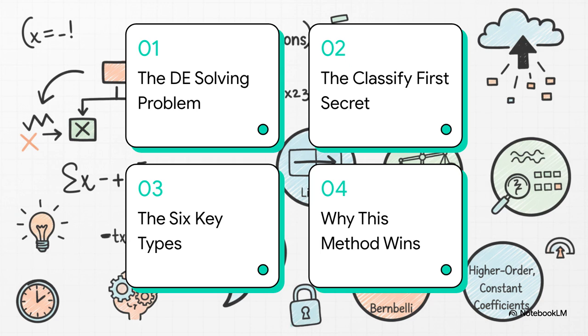So here's our game plan for this explainer. We're going to talk about the core problem. I'll reveal the classify first secret. We'll walk through the 6 main types of equations you absolutely need to know, and then I'll show you exactly why this method is a total game changer.